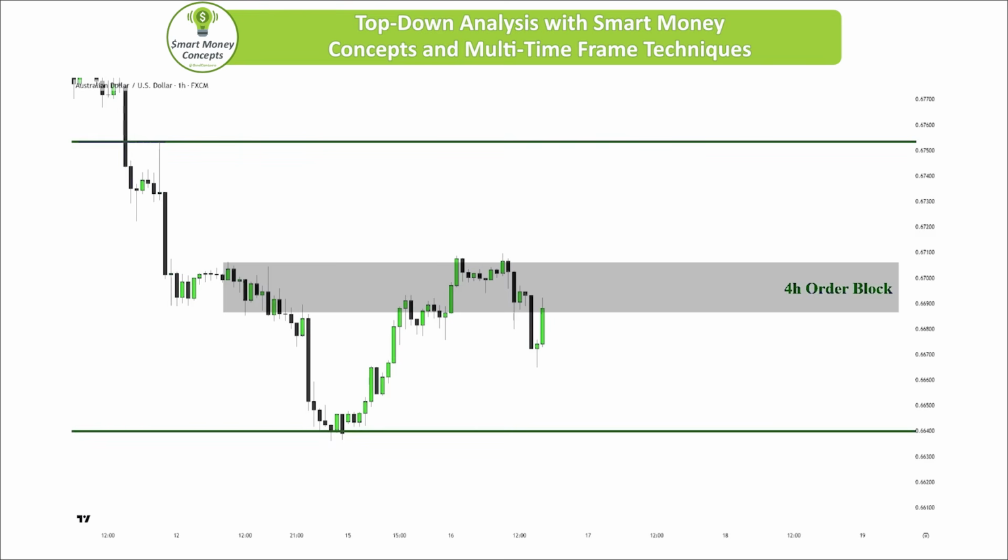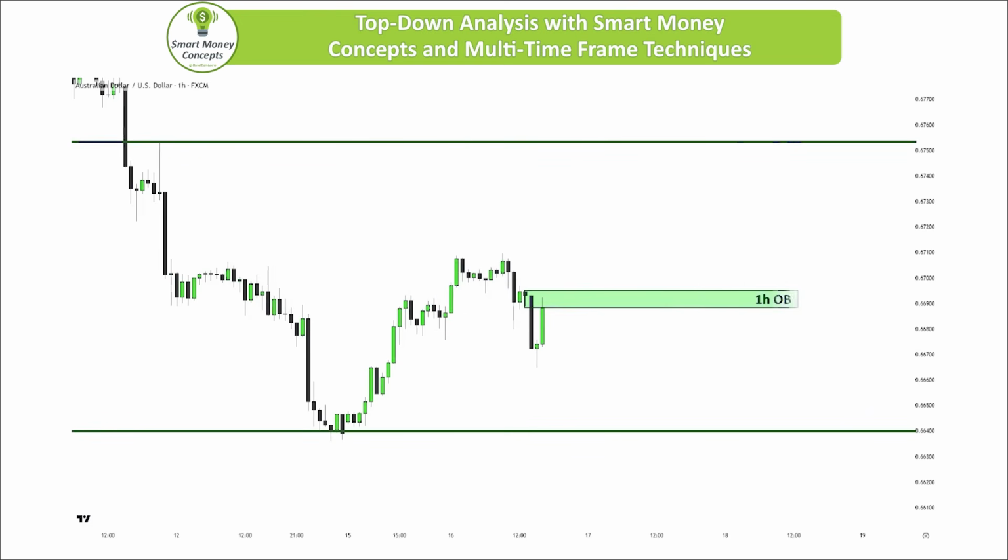After mitigating this 4-hour order block zone, the market made a change of character, signaling that the short-term uptrend is over and the price can possibly continue pushing downwards. Here, we have a perfect opportunity at this 1-hour order block to go short, with our first target being this daily level. And we could use this weekly level as our long-term target.